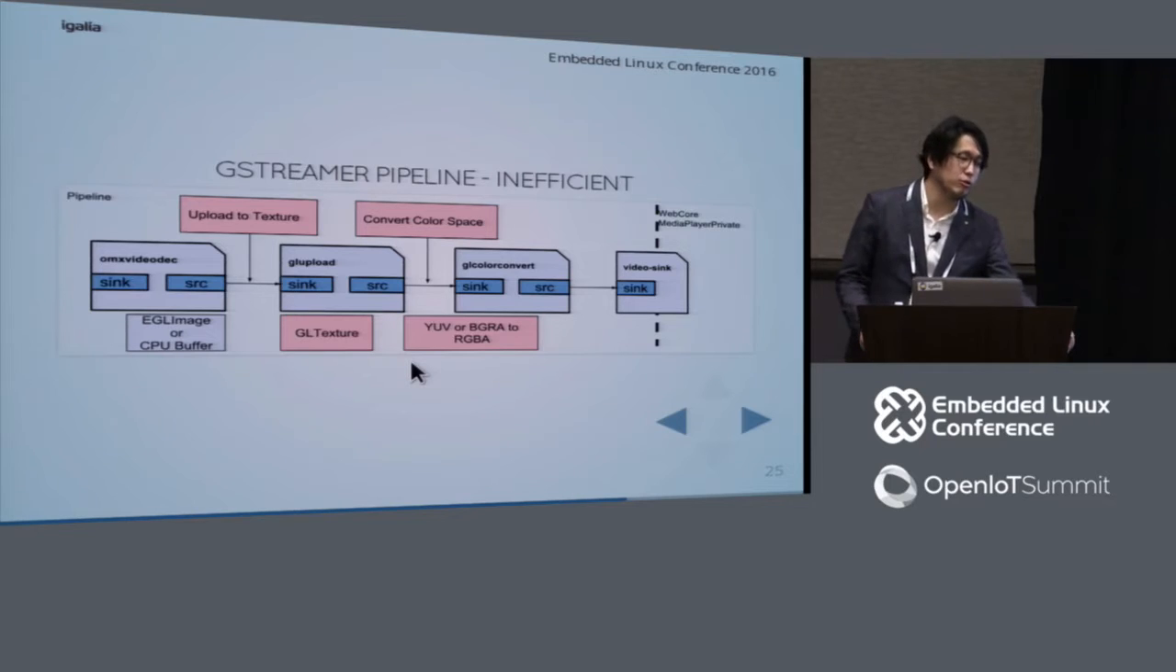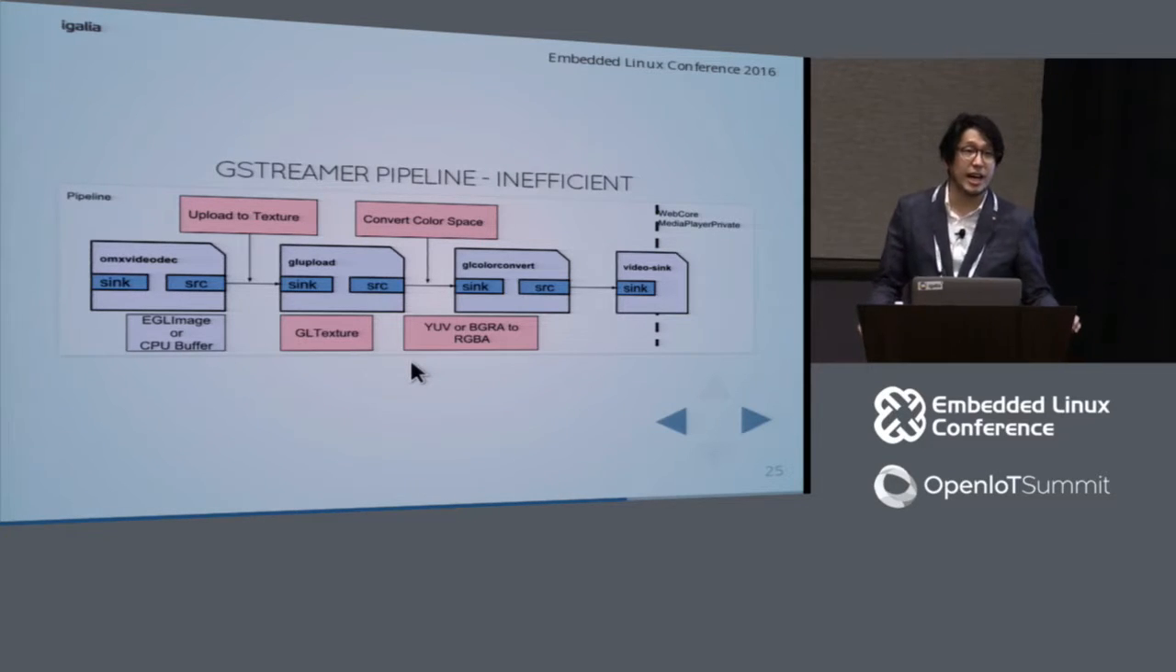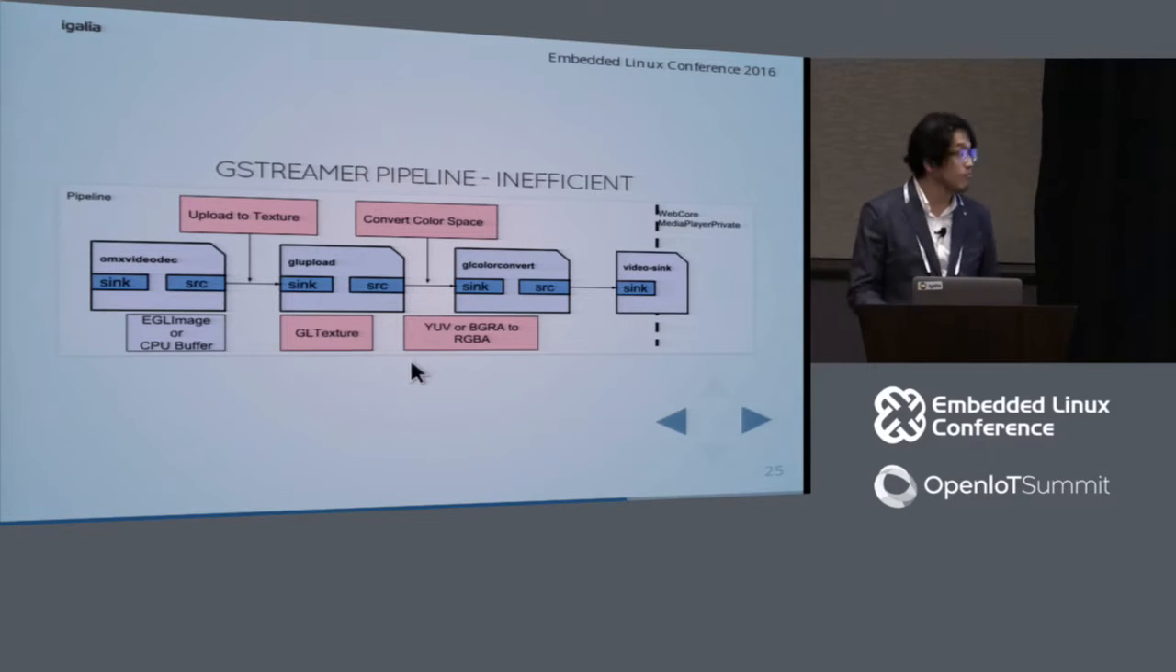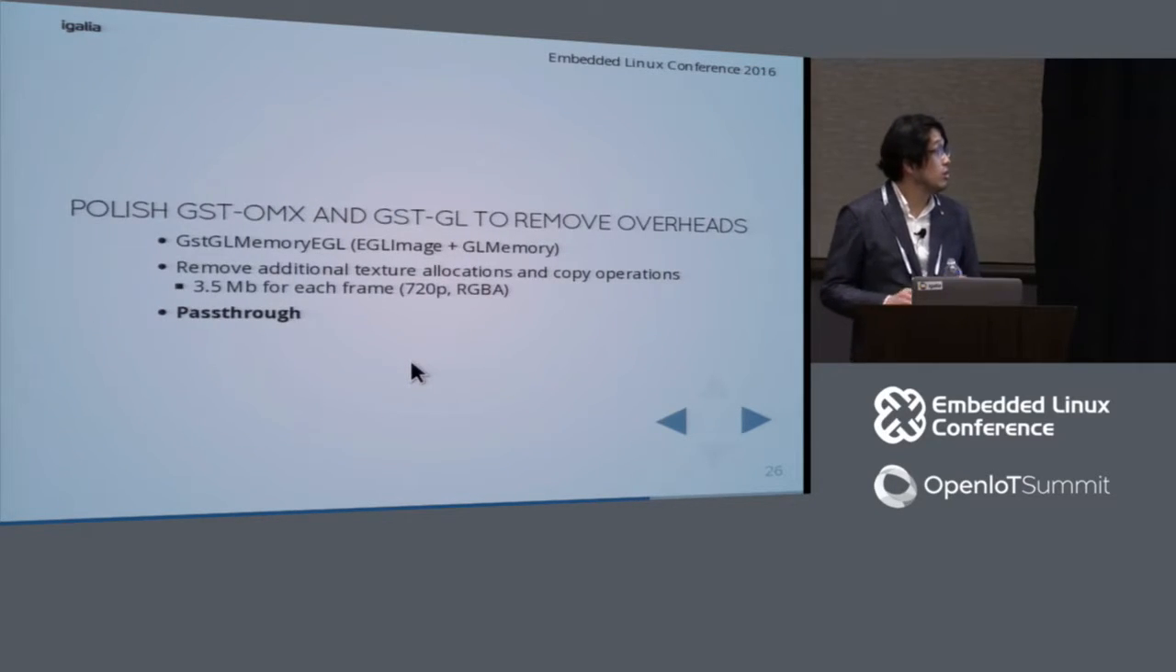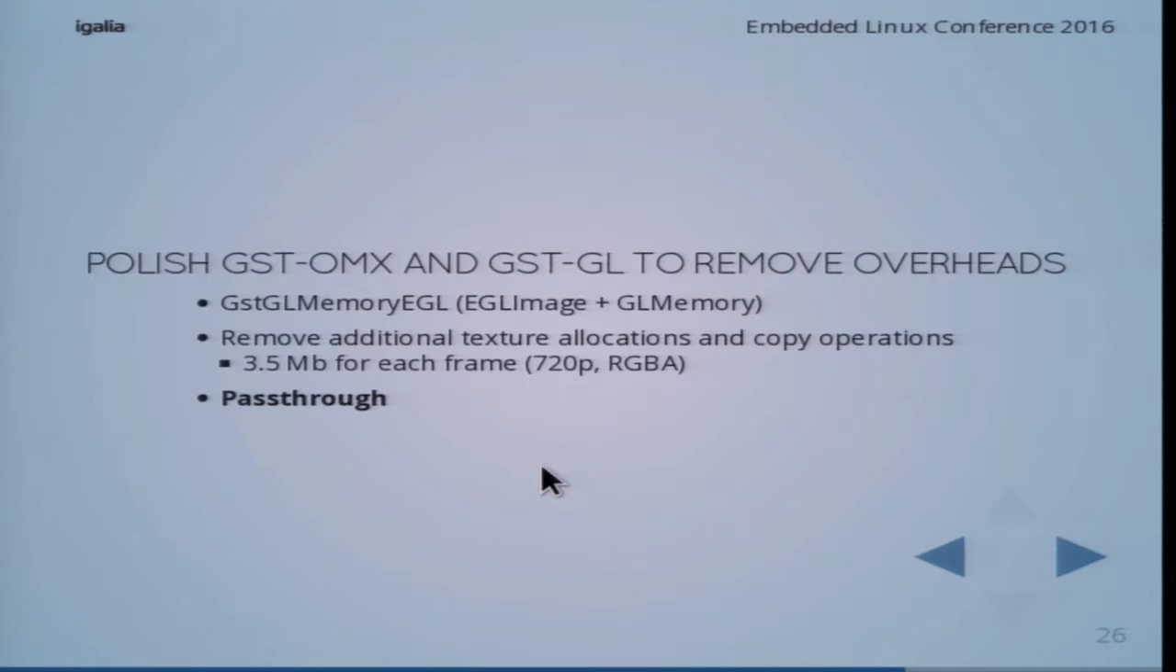So when we used GST-OMX at first with GStreamerGL, I could play the YouTube video at almost 12 FPS. It was horrible. Yeah, at 12 FPS, that was really a horrible situation. So we should polish those things.